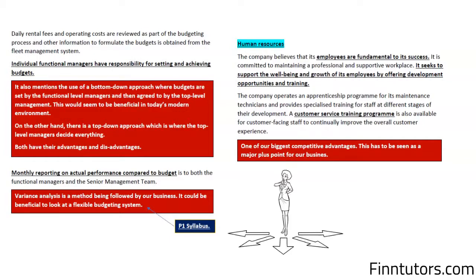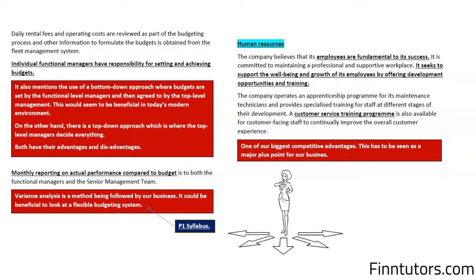On the other hand, there is a top down approach, where the manager or the director can tell you what's supposed to be done. But each system has its advantages and disadvantages, which you can have a read of from our P1 syllabus. Again, types of budgeting becomes an important situation over here.